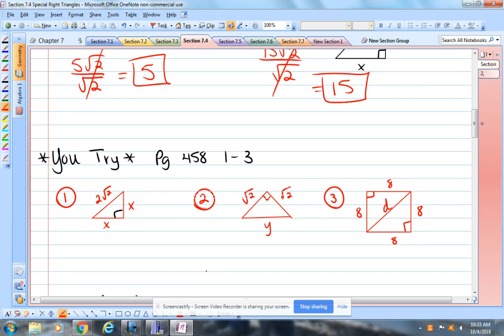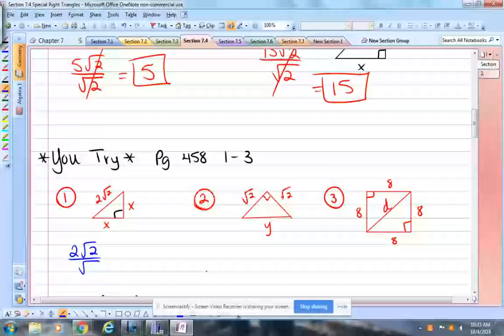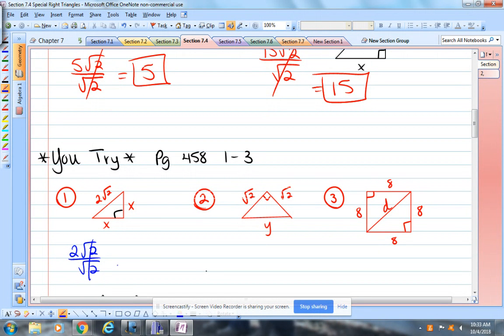On number 1, are you looking for a leg or a hypotenuse? They gave you the hypotenuse and you're looking for the legs, right? Which are going to be the same as each other. So how do you get the legs if they give you the hypotenuse? You take 2 radical 2 and you divide by radical 2. So what's the length of the legs? 2. Raise your hand if you got 2 for number 1.